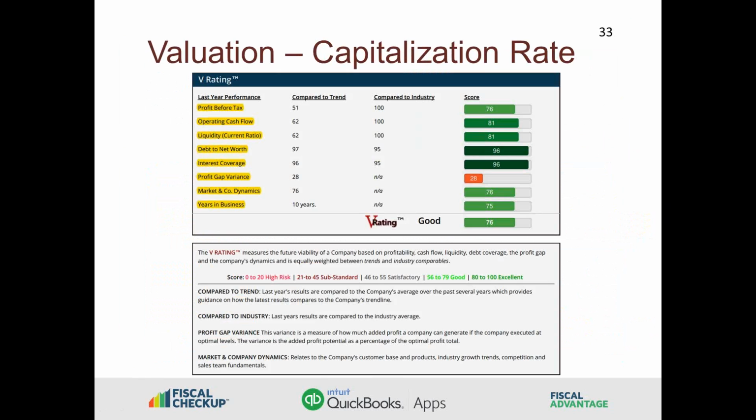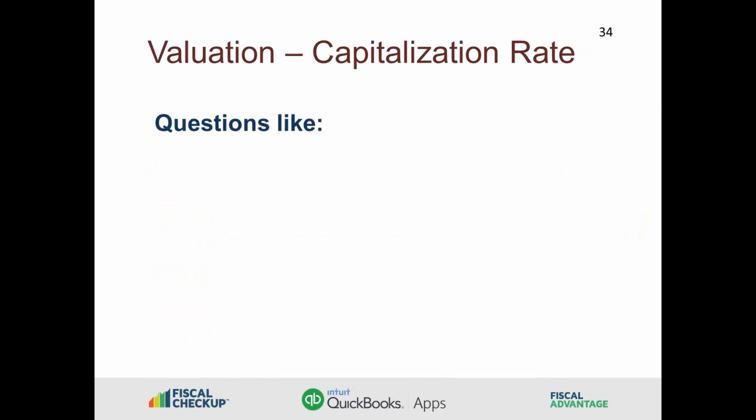Now, part of the V rating near the bottom of the list is something called market and company dynamics, which is, in order to score this section, we ask questions about the company. We'll get into a little bit more specifics in a couple of slides, but what we're trying to do is assess the specific company risk.